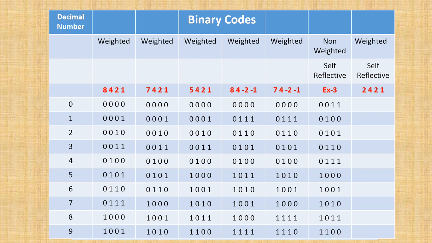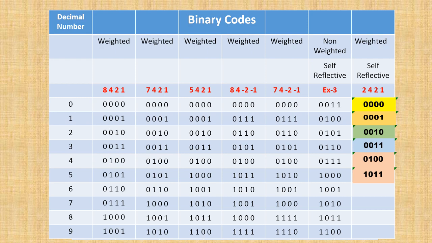We can have self-reflexive codes in weighted code system also. Take the example of 2421 codes. These codes have their own unique property. As it is clear, the weight of second and fourth bit is 2. We'll give priority to the lower weight and then the property of self-reflection.